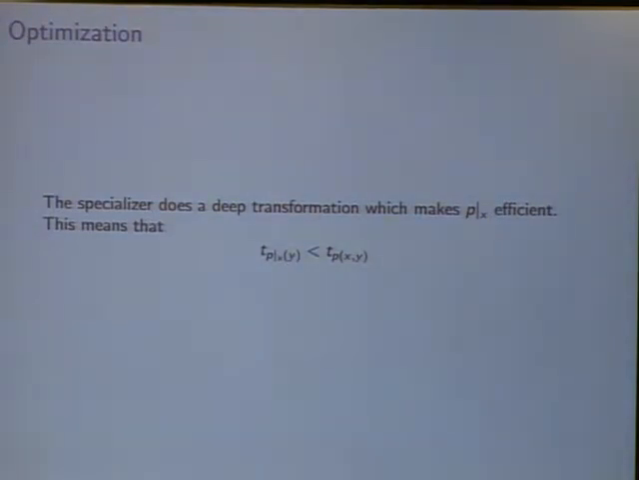The most important thing is that a specializer makes a deep transformation which reduces the source program to an efficient one. This means that this inequality holds. I would like to give a very simple example of such deep transformation, but we don't have time to describe the whole process, and I will focus on the resulting program, skipping almost all details.